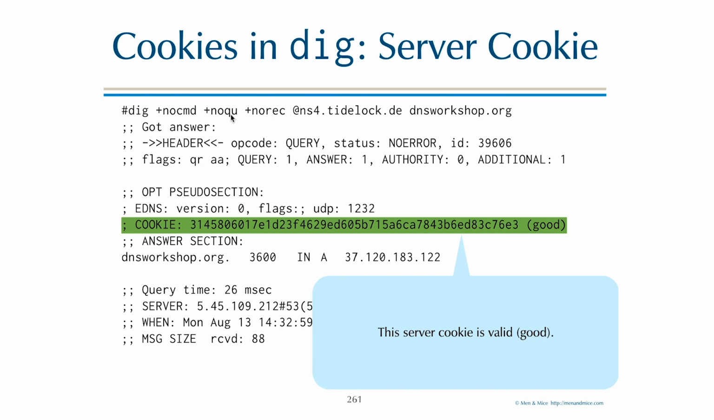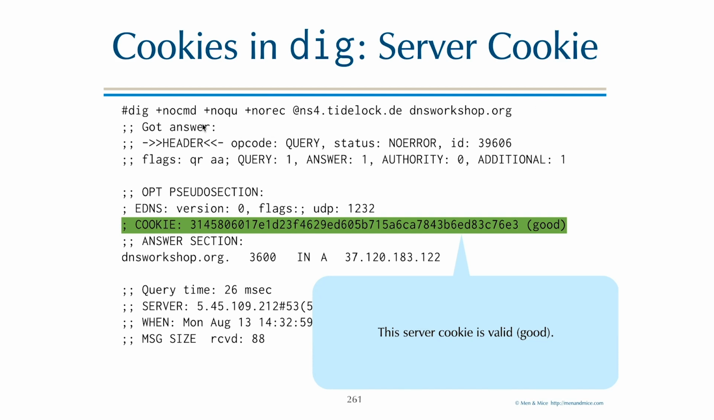If we're sending to a recursive server, then we should send with recursion. But we're sending to this server here, ns4.tidelock.de, which I know is an authoritative server. It will not do recursion for us. And to be polite, we will tell it we do not want it to do recursion. +norec, no recursion. That means we will send with the RD flag equal to 0, the RD flag cleared. And we are going to look up the domain name dnsworkshop.org, and since we have not specified the record type, we're looking up an A record.